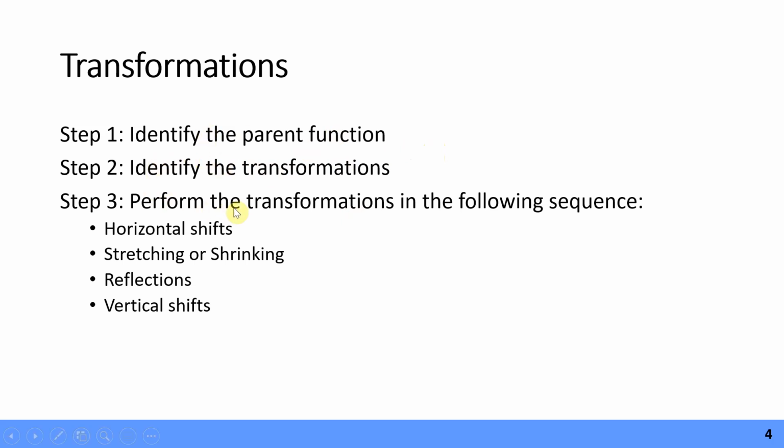Once you identify the transformations, then you can perform them in the following sequence. It's important that you follow this sequence. You always start with horizontal shifts, then we talk about stretching or shrinking, then reflections, and then vertical shifts. Again, it's okay if this doesn't make sense yet. We're going to do an example and you'll see what I mean.